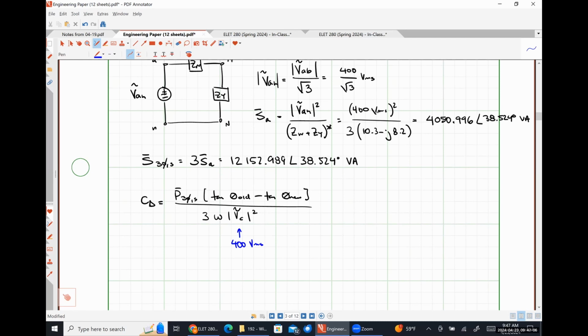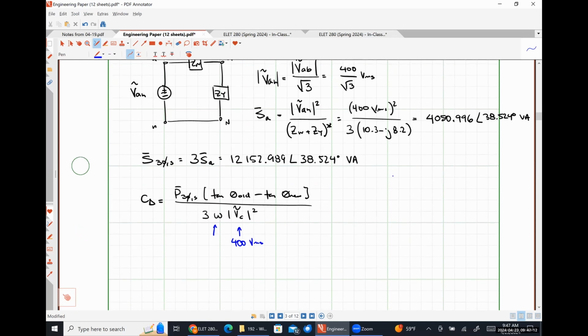400 volts RMS, okay? What's omega? So 100 pi. What's theta old? 38.524 degrees. What's theta new? So our target power factor is 1, inverse cosine of 1, which is 0. So the only thing that we need to sort out is what P three-phase for the source is, which is just the real part of that guy.